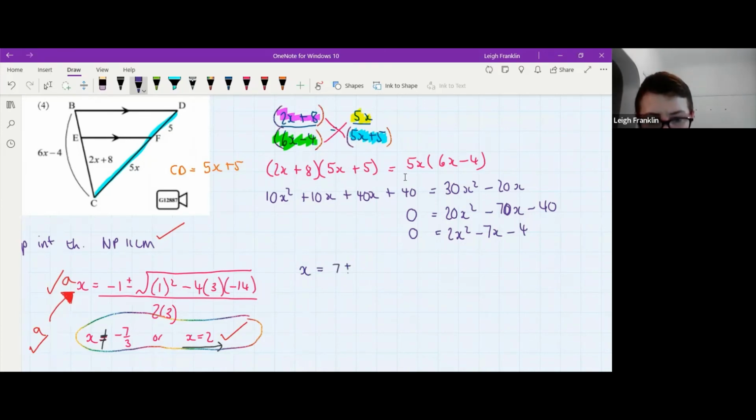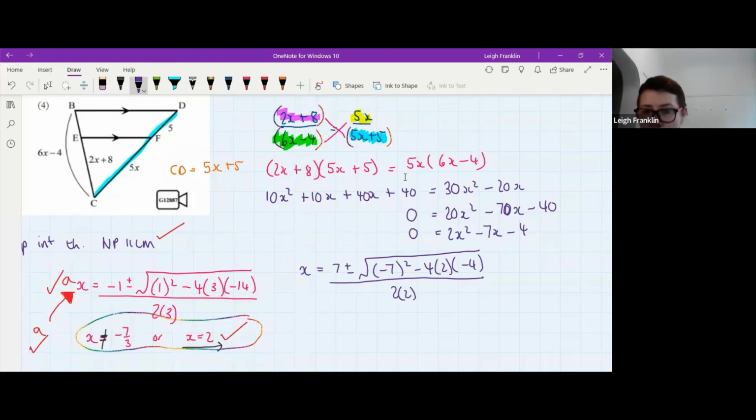If we use the quadratic formula, and please do not let me get it wrong again. Coco, watch me like a hawk, and if I make a mistake, shout at me. Minus negative 7 squared, minus 4 times 2 times negative 4, all over 2a, and that would be 2 times 2.